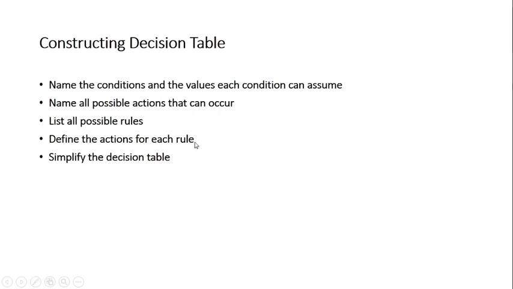Define the action for each rule, that is the last part, entries, and simplify the decision table, right? Till this point we have done. Define the action and then we were able to identify the result. Now what is simplifying the decision table?